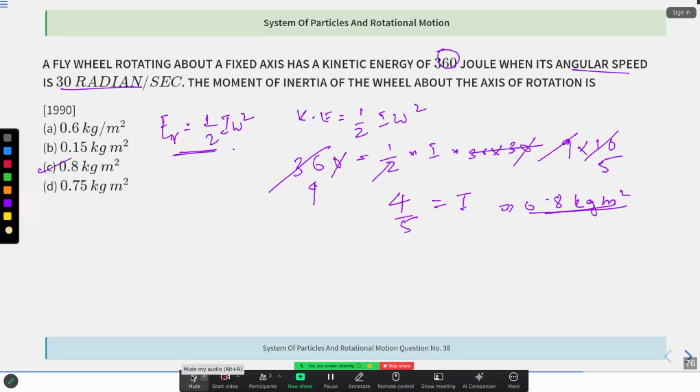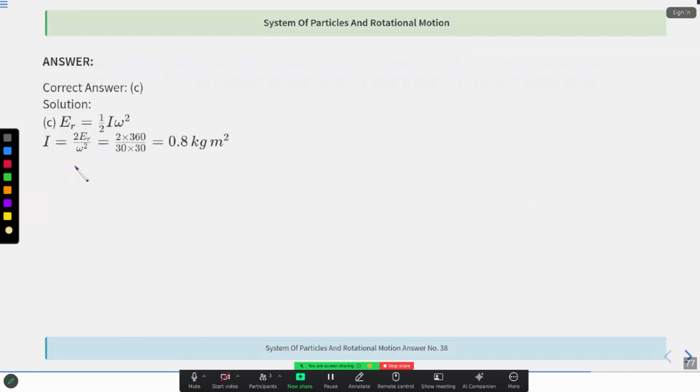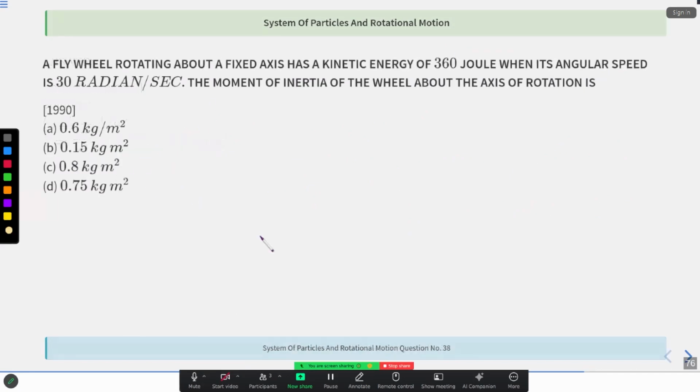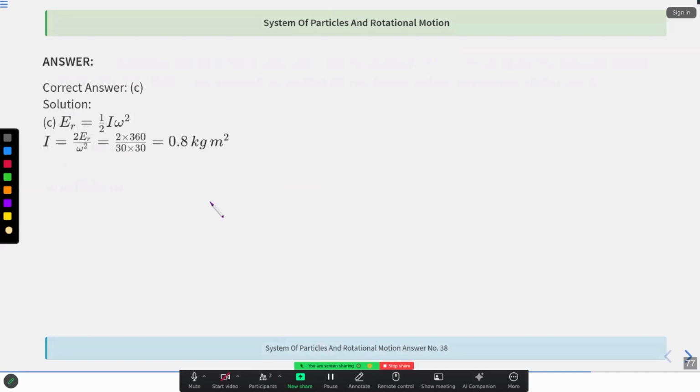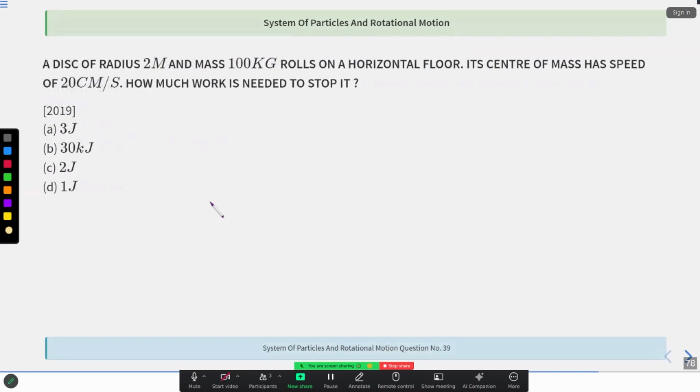Now moving to the next question. As you can see, this is the solution of this question. We have option C as our answer. A disc of radius 2 meter and mass 10 kg rolls on a horizontal floor. Its center of mass has a speed of 20 centimeter per second. How much work done is needed to stop it?